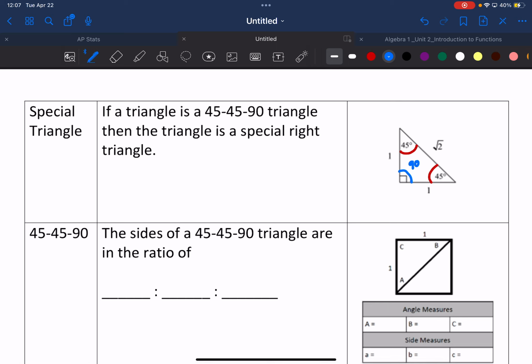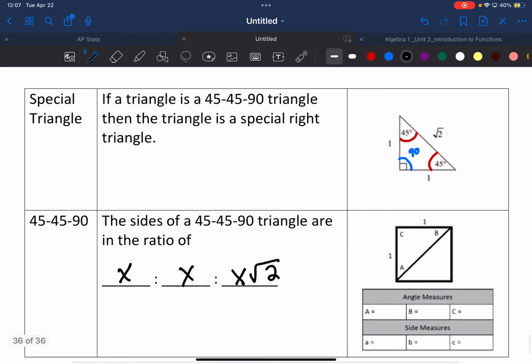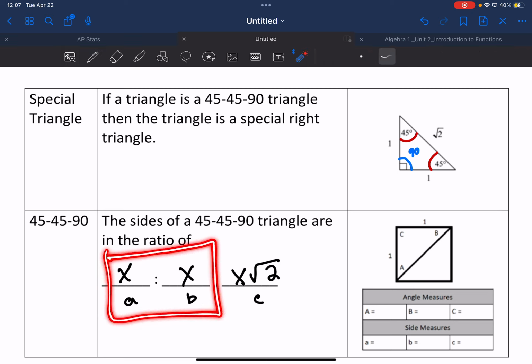So if we have a 45, 45, 90 triangle, we can write the sides in a ratio that looks like this: X, X, X times the square root of 2. And what that means is that this is representing the sides A, B, and C, so the two legs and the hypotenuse. So if I was just looking at this part here, what does this tell us about the two legs? They're equal to each other. They're both X. So that means they're the same number. And then whatever that number is, we're going to multiply it by the square root of 2, and that's going to give us C, our hypotenuse. So here we don't have to use the Pythagorean theorem if we have a special right triangle.